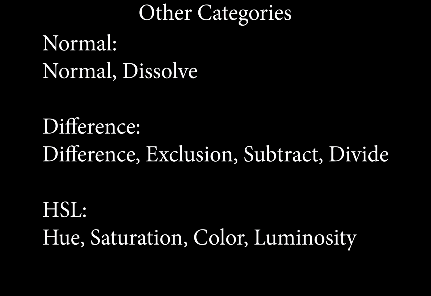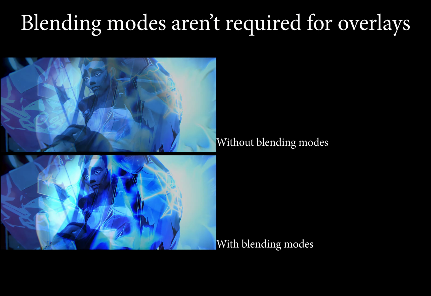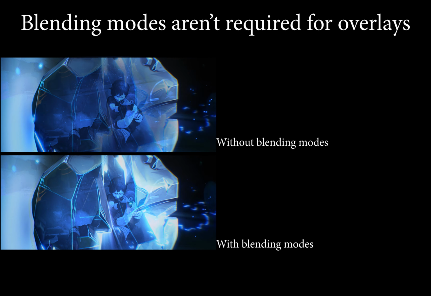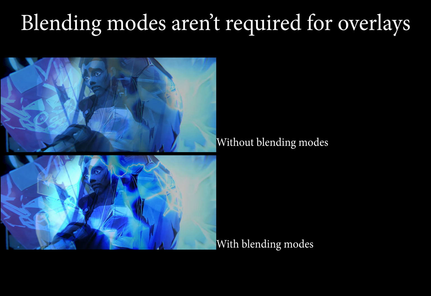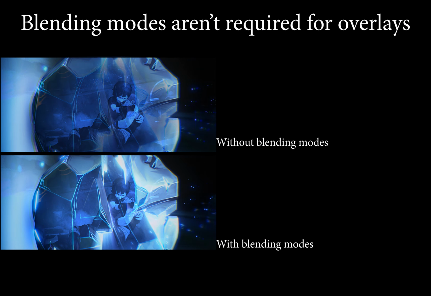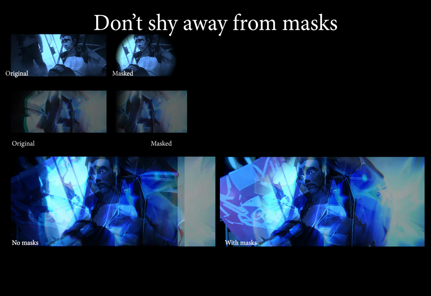Technically, there's 3 additional categories, but the modes in them are rarely useful for vidding. What I want you to take away from this is that blending modes aren't required for an overlay to look good, but they can enhance it, so play around in your software if simply changing the opacity of a scene isn't working for you. The last thing is masking.